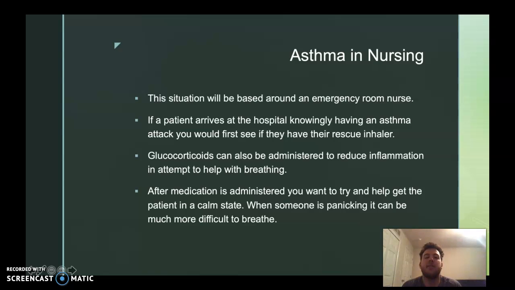If the rescue inhaler isn't working, glucocorticoids can be used, and this is going to help reduce the inflammation and attempt to help with the breathing. Once the medication is administered, it's now up to time to stop the symptoms, and you want to help try and get the patient in a calm state so that they can breathe better. As said earlier, when someone's panicking, it can be much more difficult to breathe.